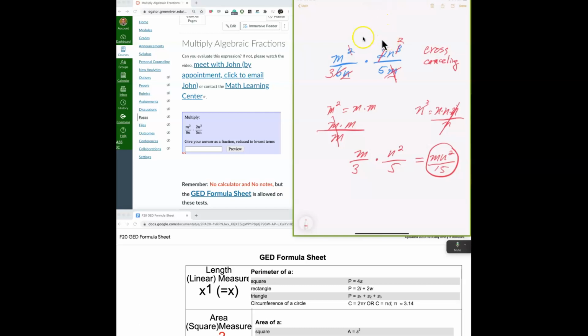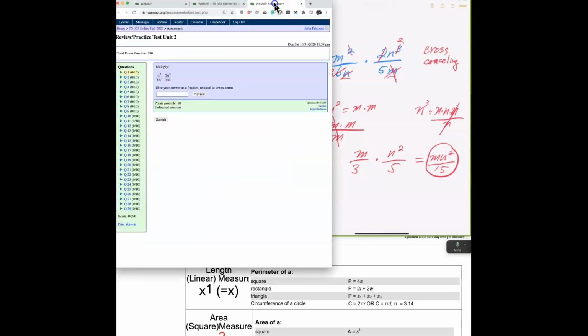Let me swap this page out. I want to show you how to write that, mn squared over 15, at Wamap. So we need parentheses. We're going to type an m and an n and then the caret key, which is an uppercase 6, and then a 2 and then a closed parenthesis and then a slash and then we need a 15. If you look at this, mn squared over 15, you'll see that it's the same as what we wrote here.